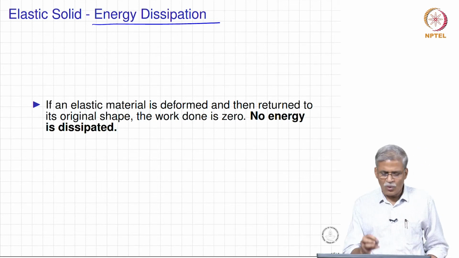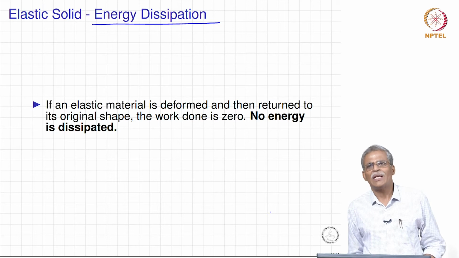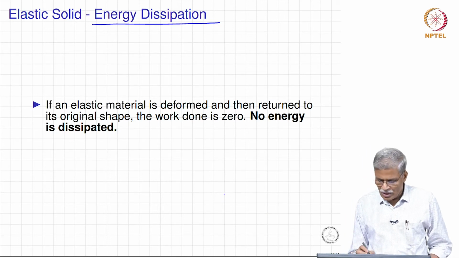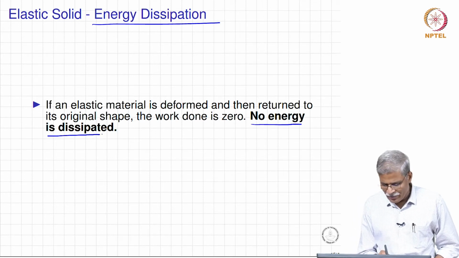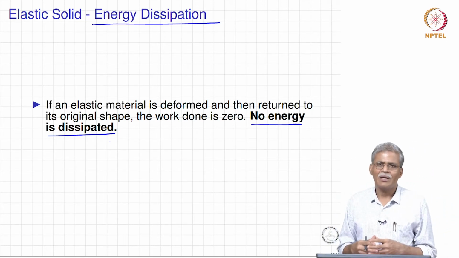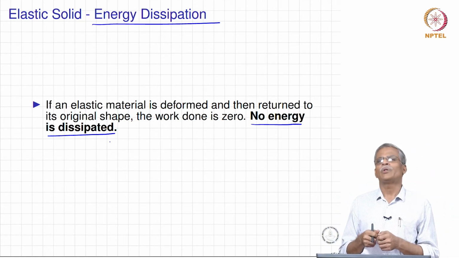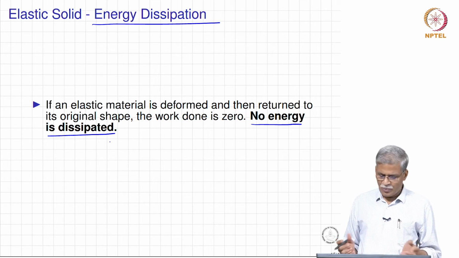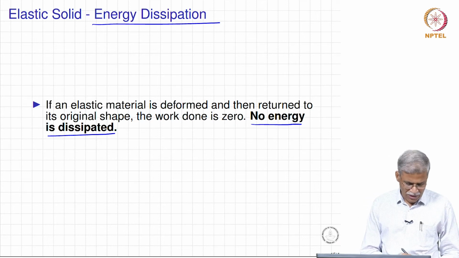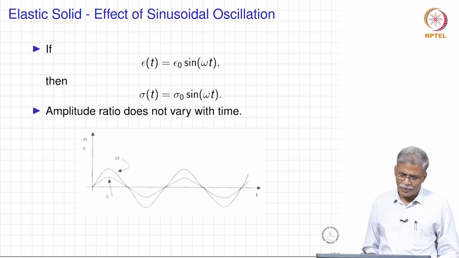Okay. So, now let us understand what happens to an elastic solid when we subject it to this kind of deformation. We know for a fact that no energy is dissipated. That means if you take an elastic material, deform it and return it to the original shape, the work done is absolutely zero. So, no energy is dissipated.